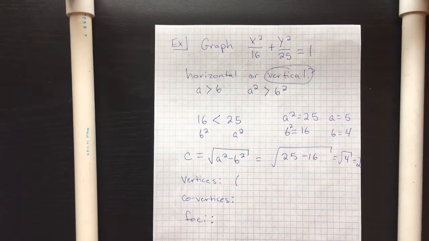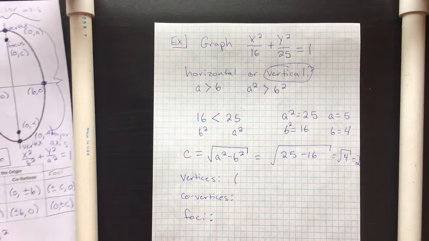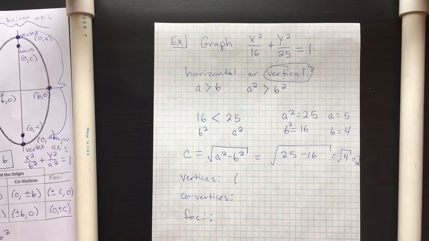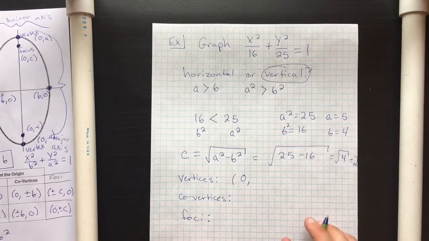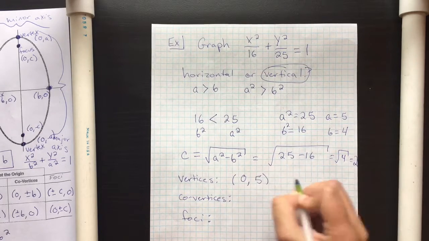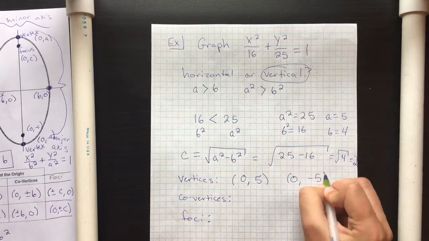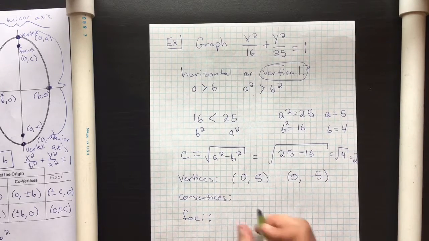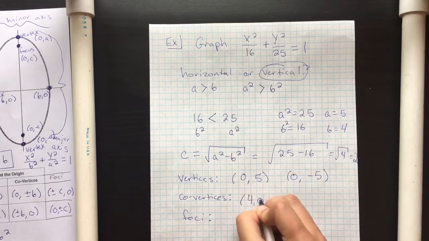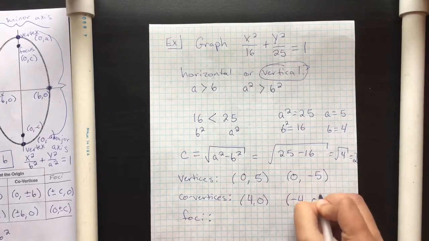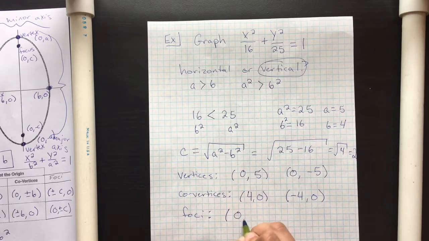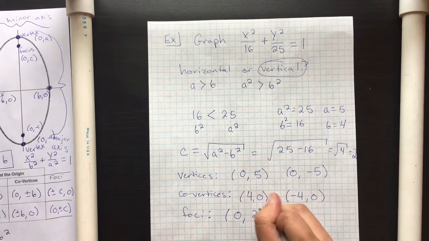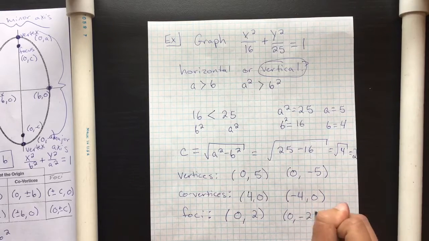So then, looking at our chart again, now the vertical major axis, the vertices are going to be 0, comma a. A was 5, and 0, comma negative a. Then our co-vertices are going to be b, comma 0. B was 4, and negative b, comma 0. And our foci were 0, comma c. C was 3. 0, comma negative c.